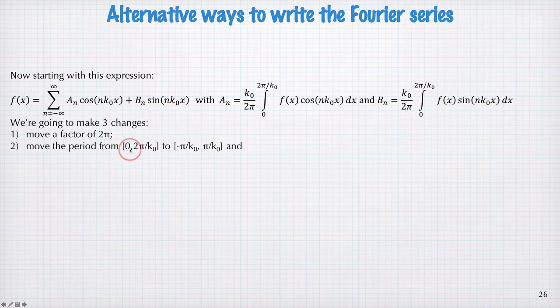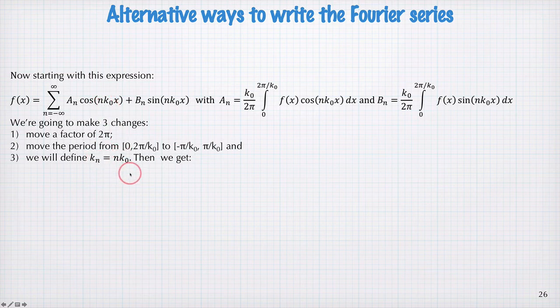The second change is we're going to change the interval of integration, not its total length, but just move the offset so that it's symmetric now about the origin. So it used to be from 0 to 2 pi on k naught. Now we're going to integrate over the same distance but symmetrically about the origin. And finally, just to make our nomenclature a bit easier, every time we have an n times k naught, we're going to call that k n.